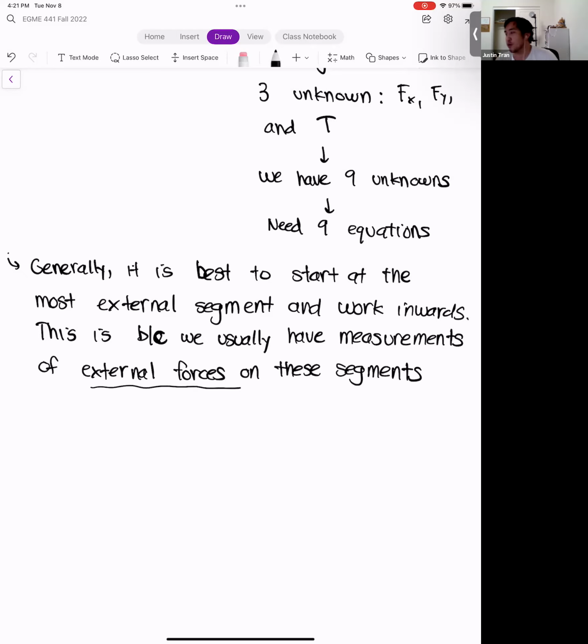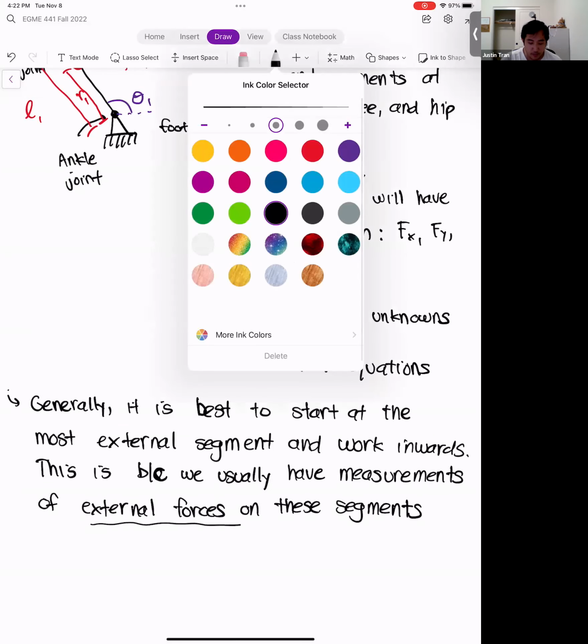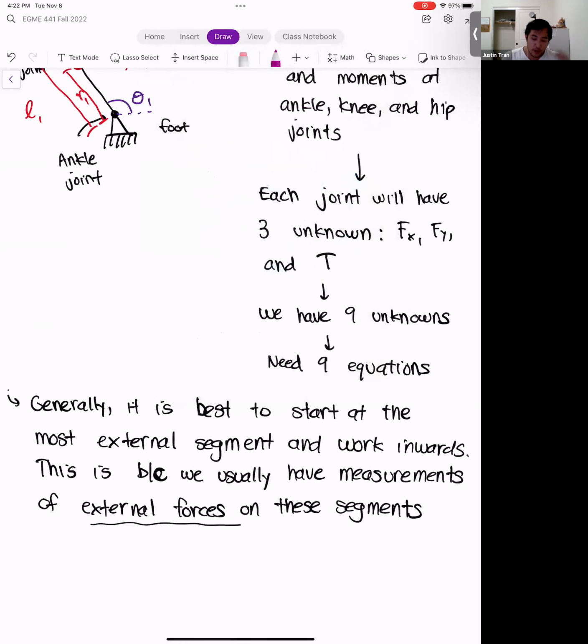And so usually you're going to need some kind of measure of an external force to kickstart your dynamics analysis. And in fact, for this one, I did forget to label the external force. And so what we're going to assume for this squat is that this person is standing on top of a force plate.